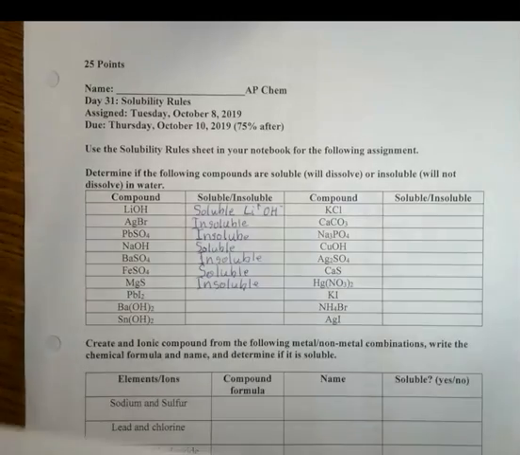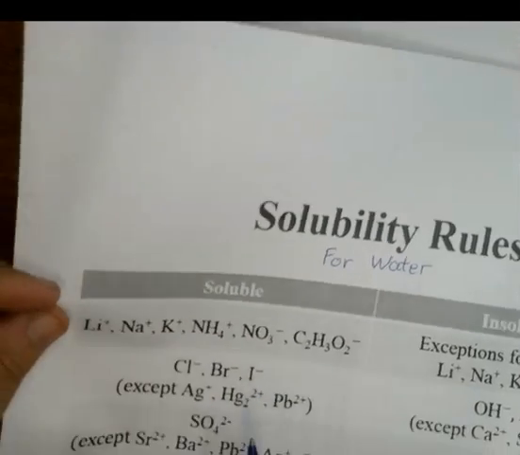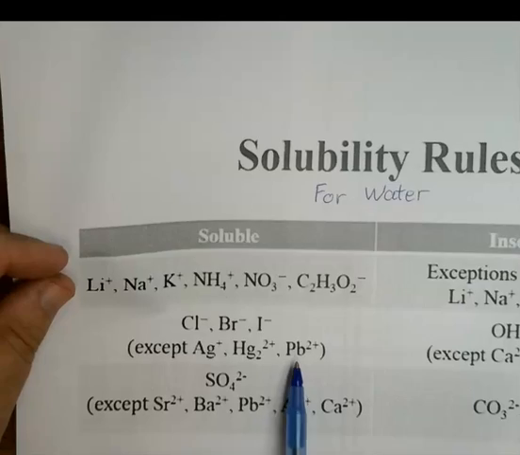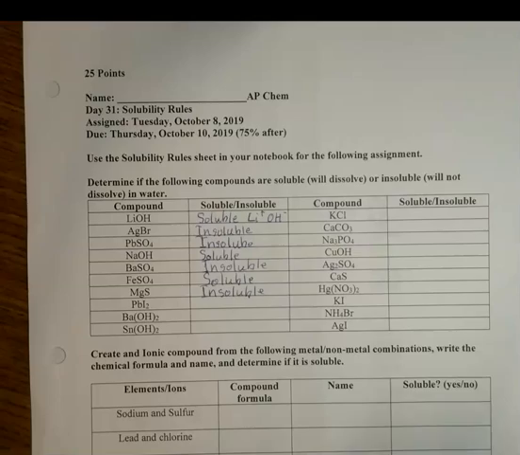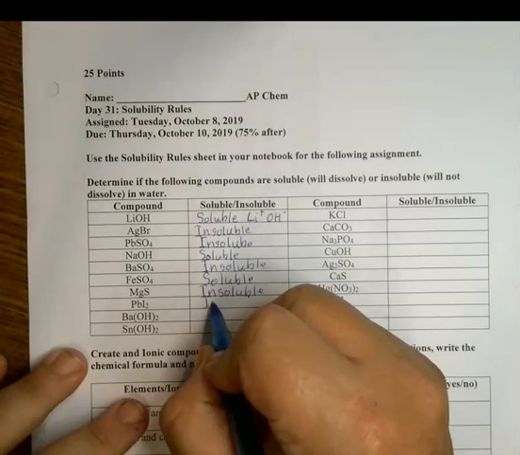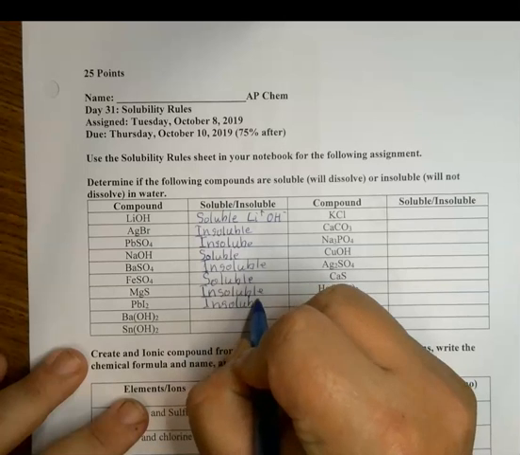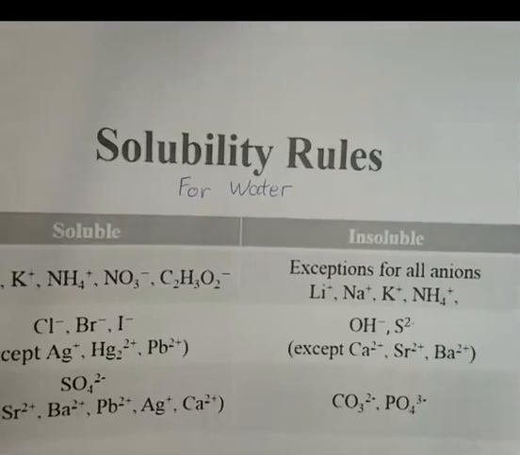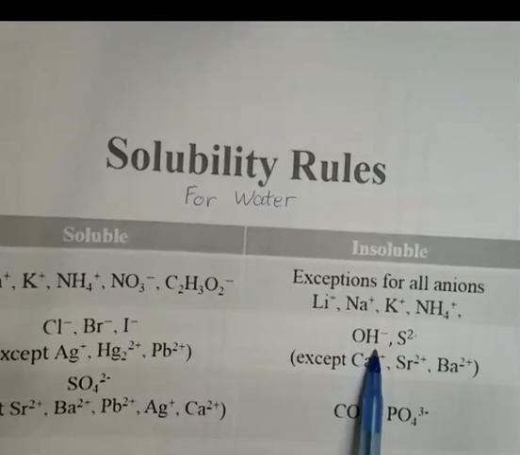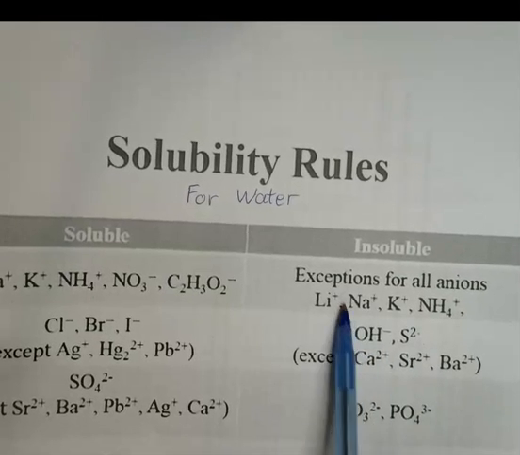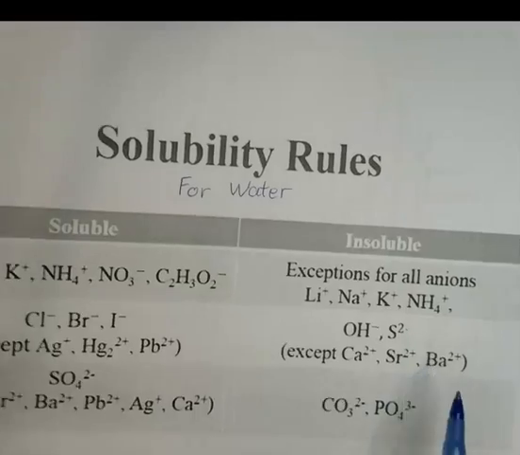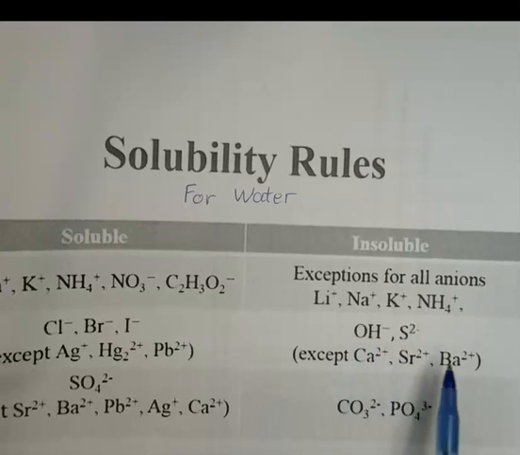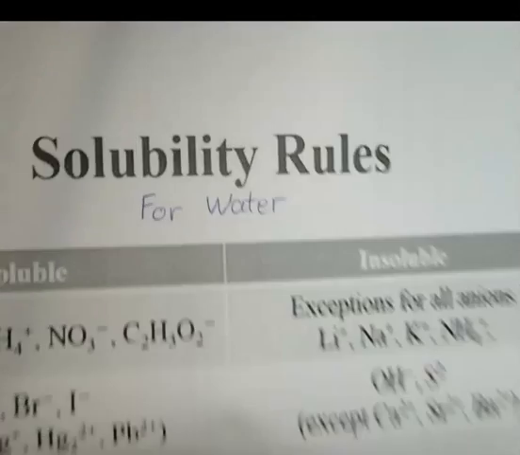Okay, lead iodide. So we come over here. Iodide is always soluble. It's in the soluble column over here. It's soluble except with these three elements, and lead is one of them. So that means it's going to be insoluble. Okay, barium hydroxide, come over here. Hydroxide is always insoluble except with one of these three, or one of those four up there, but one of these three. But let's see, that's barium. Barium is right there. So this is insoluble except when it's with barium, so it is soluble now.